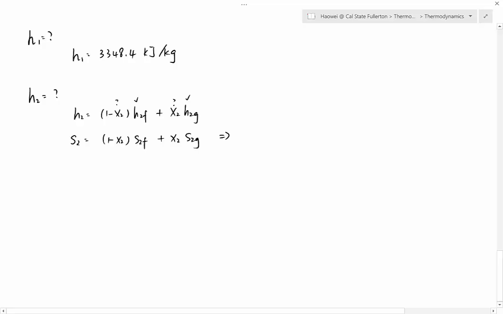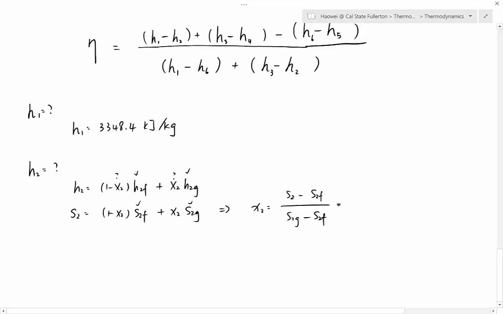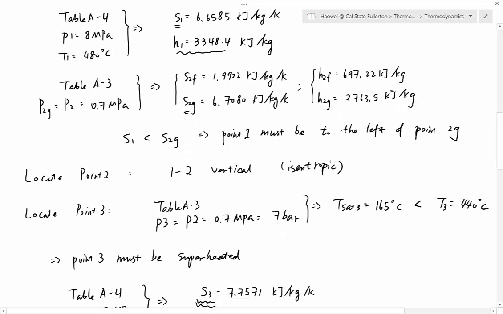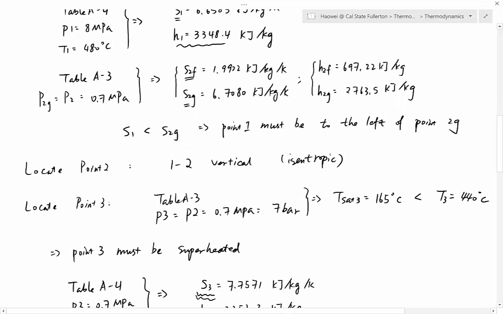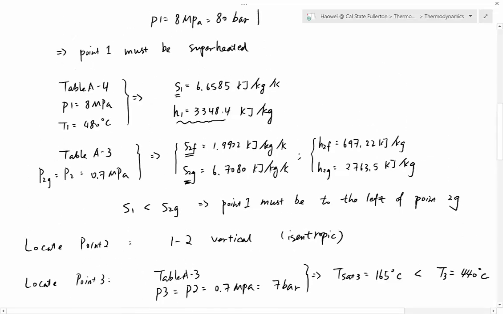And now from here, we rewrite this equation. X2 is equal to S2 minus S2F over S2G minus S2F. It always has the same format: actual minus F divided by G minus F. Okay, we do have S2F and S2G. Let me show you. We found S2F here and S2G earlier from the table. And we don't have S2, but what is S2?